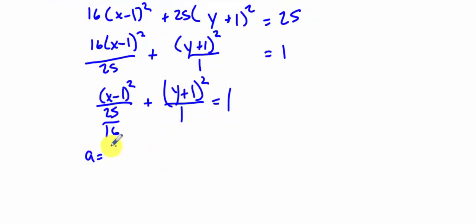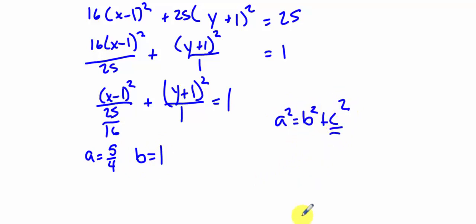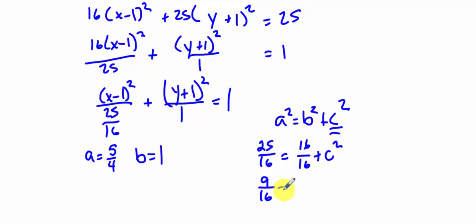I can identify some terms. I know A in this case is 5/4, B in this case is 1. We also know that A squared equals B squared plus C squared, and we're going to have to find the C term in order to find the focus for the ellipse. A squared, again, is 25/16. B squared, we're just going to go with 16/16, common denominators, is equal to C squared. Therefore, 9/16 is equal to C squared, and 3/4 is equal to C.